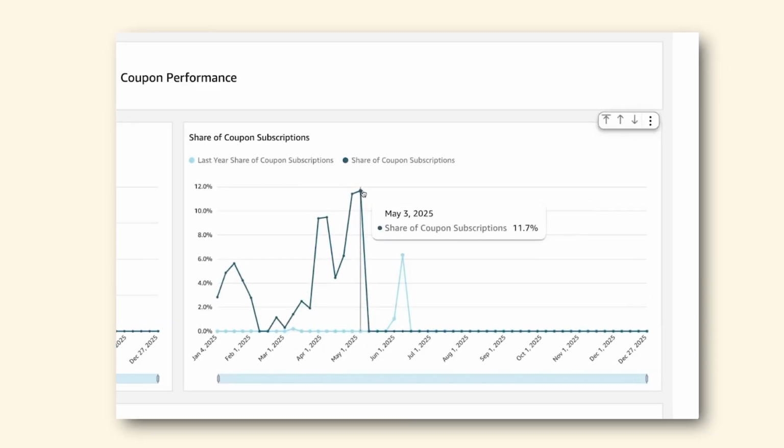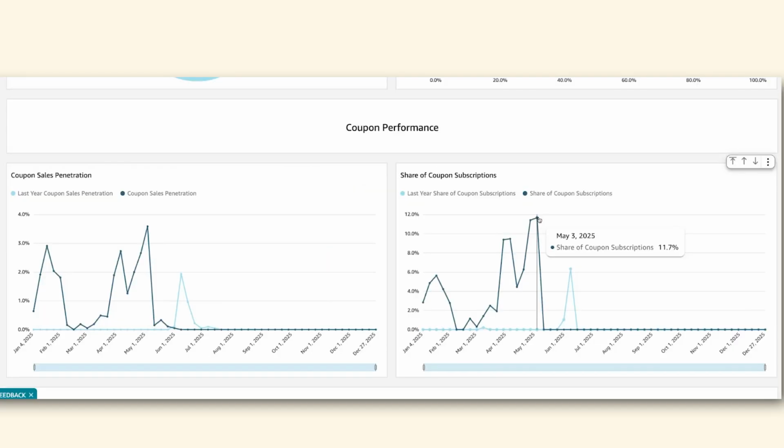May 3rd, our share of coupon subscriptions was 11.7%. It means of the people who subscribed that day, or this period when they're showing us information, about 1 out of every 9 people used a coupon. May 3rd, over here, if we're comparing the same thing, 3.6%. That means coupons impacted a small, but still a meaningful slice of the total revenue. It made a very big impact on the people that actually subscribed.